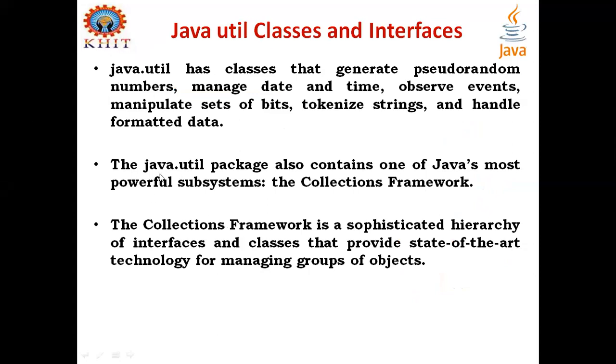Here, java.util has many types of classes that generate pseudo random numbers. That means it supports random value generation in many types of real-time computer science applications. Random number generation is one of the requirements when working on solutions for real-time applications. And the next one is managing date and time.